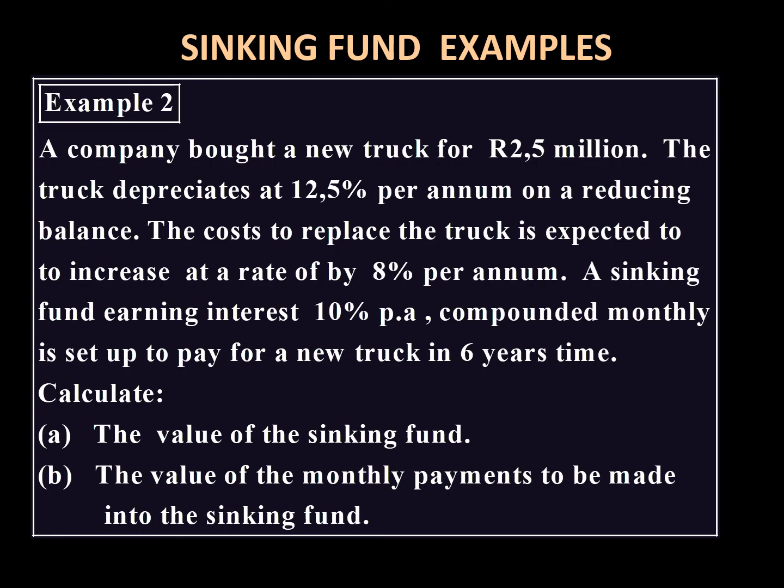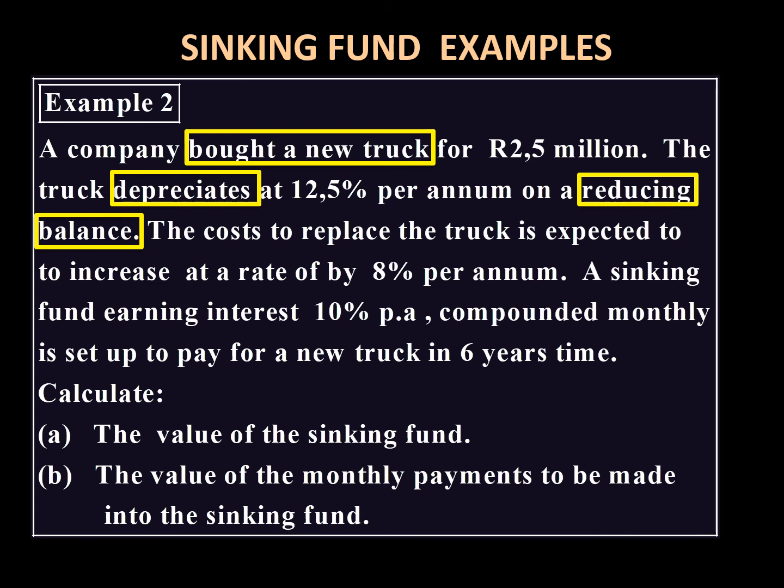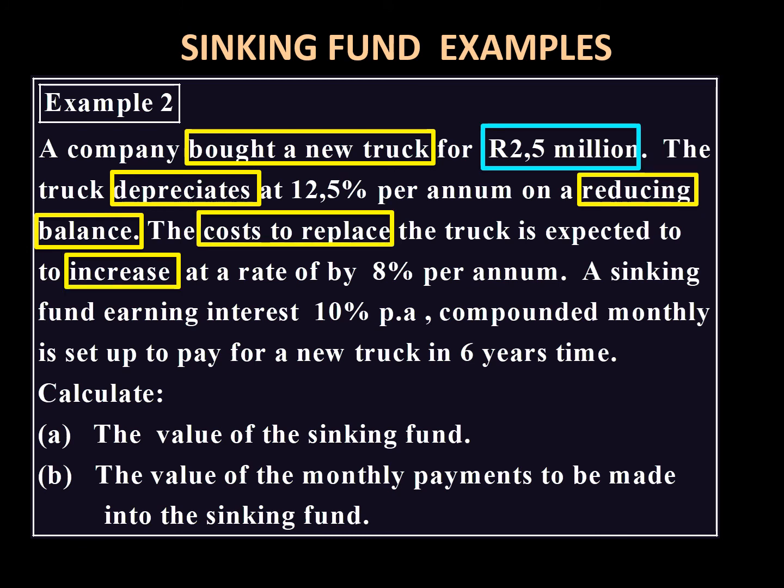Now let's look at this example. We have a company who bought a new truck, and this truck depreciates on a reducing balance. The cost to replace the truck increases. The truck was bought at 2.5 million Rand. The depreciation was at 12.5%. The inflation was at 8%. And now they tell you a sinking fund adds 10% per annum compounded monthly. That's the interest rate.